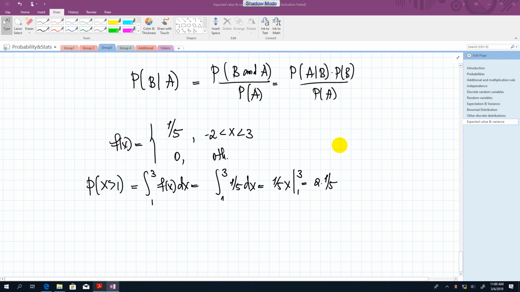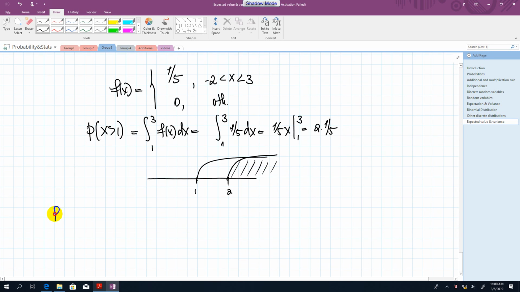So now, could you please tell me what is the probability of the intersection of the sets? x should be more than 1, and x should be more than 2. What do I need to find? I need to evaluate the probability that x is more than 2 only. So the probability that x is more than 2 and x is more than 1 is equal to the probability that x is more than 2 only. Do you understand why?